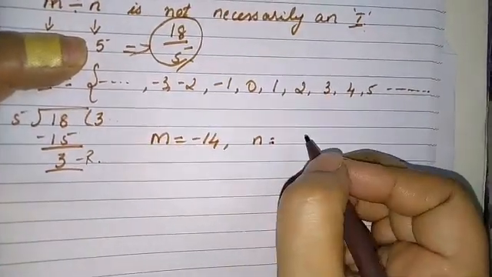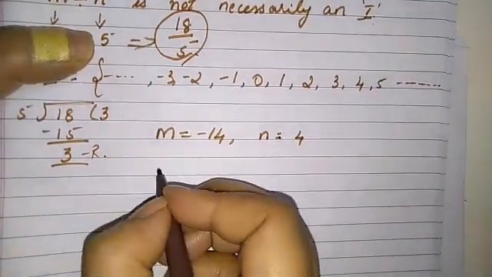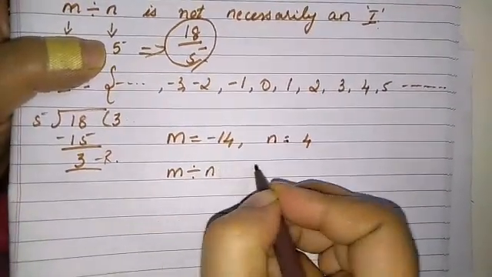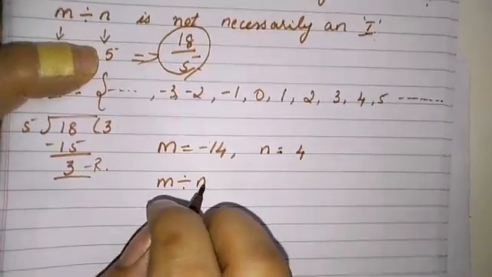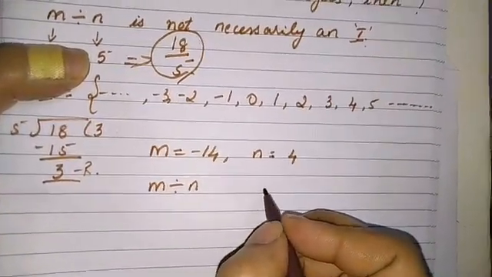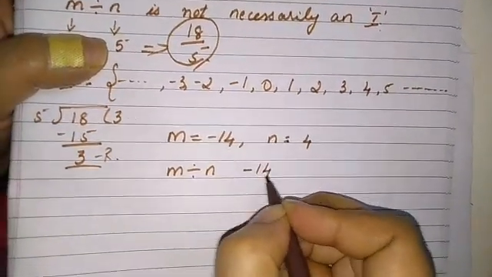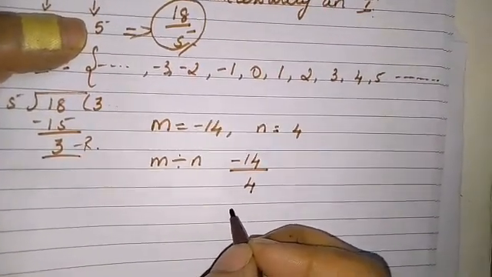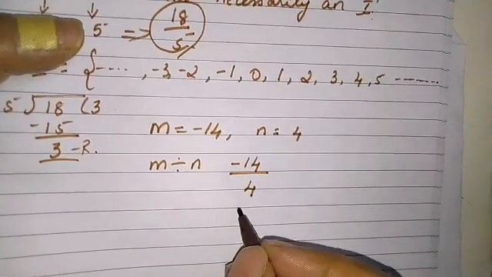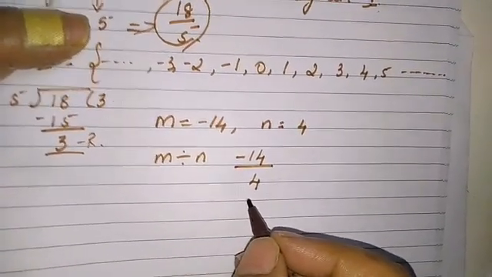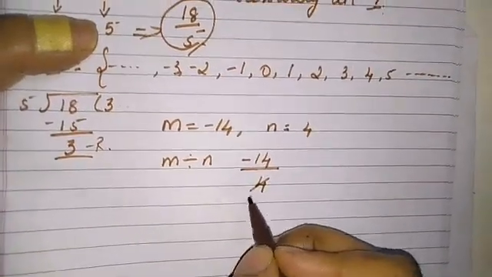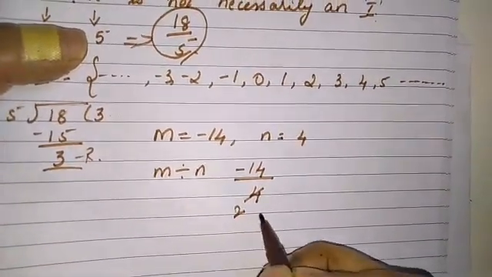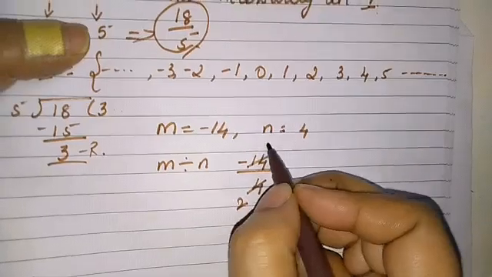Let me take the value of m to be minus 14 and the value of n to be, let's say, 4. Now let's see if m divided by n gives me an integer or not. So it's minus 14 divided by 4. What we see is we have a common divisor here, that is 2. So 2 divides 4: 2 2s are 4 and 2 7s are 14.